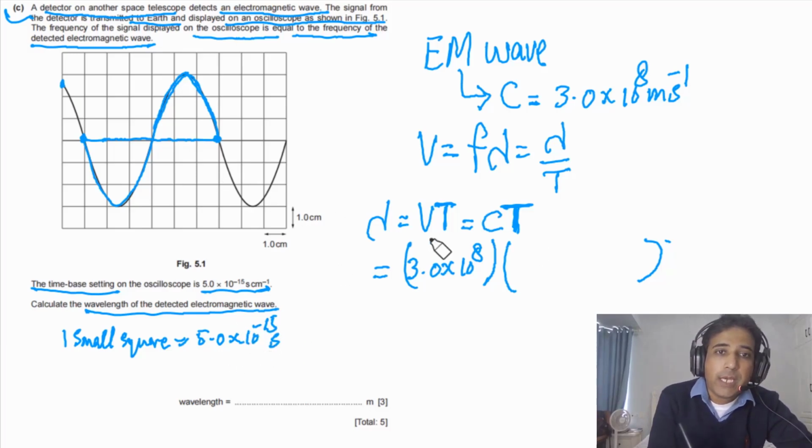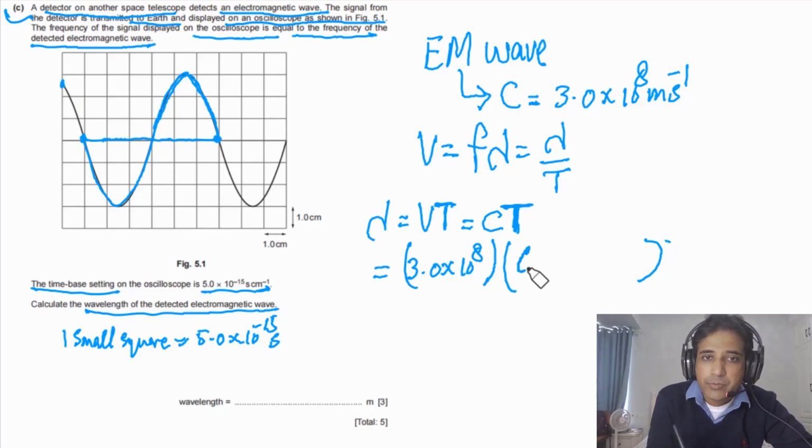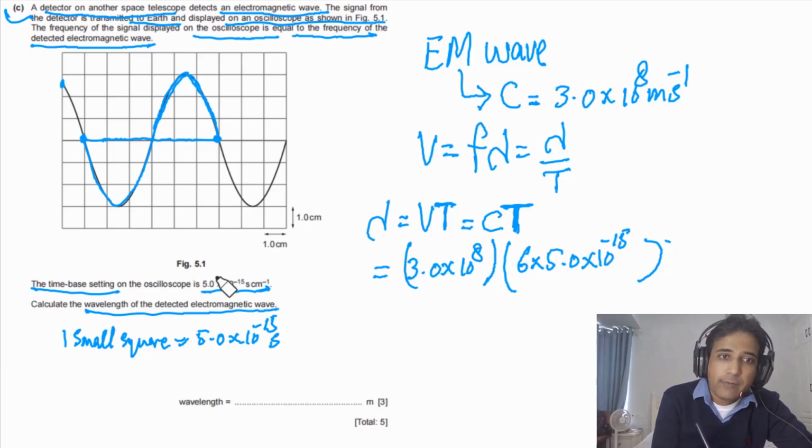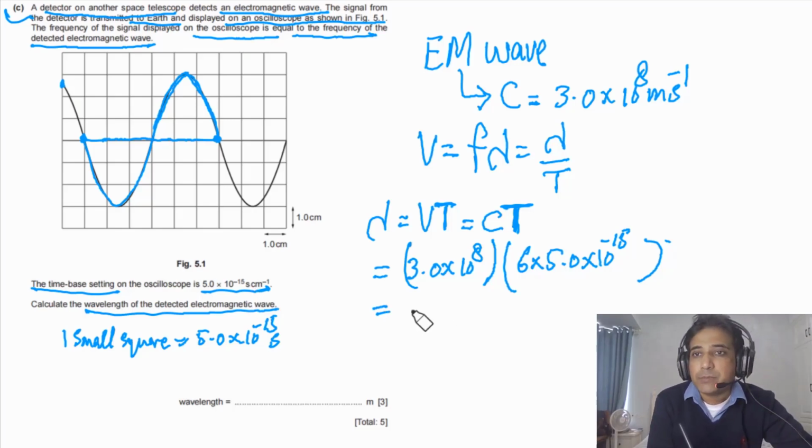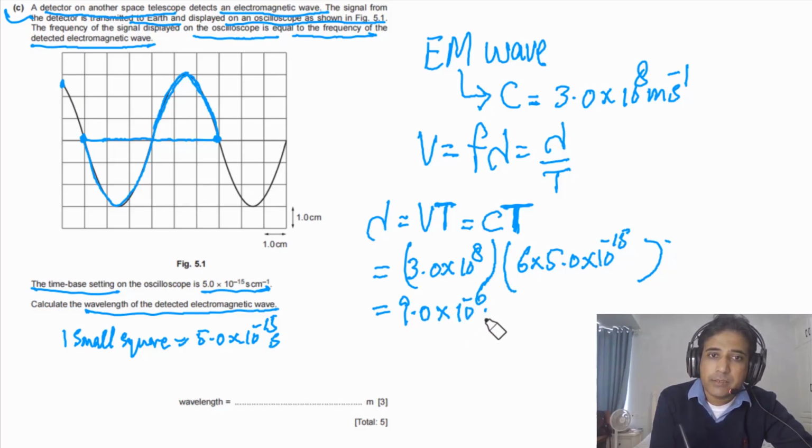How many small squares do we have? 6. So the time period will be equal to 6 times 5.0 times 10 to minus 15 seconds. You have to be careful with this unit. This is seconds. Now if we multiply this, we will get our final answer. In this case, the final answer will be equal to 9.0 times 10 to minus 6 meters.